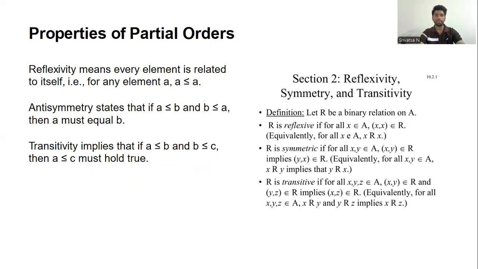The properties of partial orders are as follows. Reflexivity means every element is related to itself: for an element A, A is less than or equal to A. Antisymmetry states that if A is less than or equal to B and B is less than or equal to A, then A must be equal to B. Transitivity implies that if A is less than or equal to B and B is less than or equal to C, then A is less than or equal to C must hold true. The same thing is given on the right side about reflexivity, antisymmetry, and transitivity.